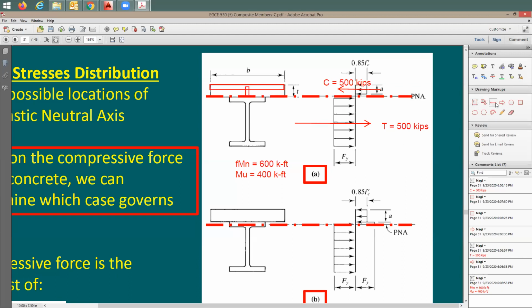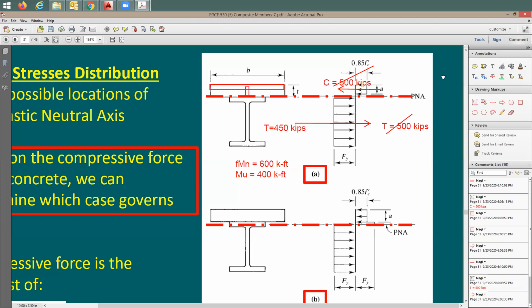So let me cross this out. I don't need it. That was good for full composite. I'm going to make here the tension force. Now this is going to be full composite. Now here's the partial composite. I'm going to put here the tension force equals 450 kips.